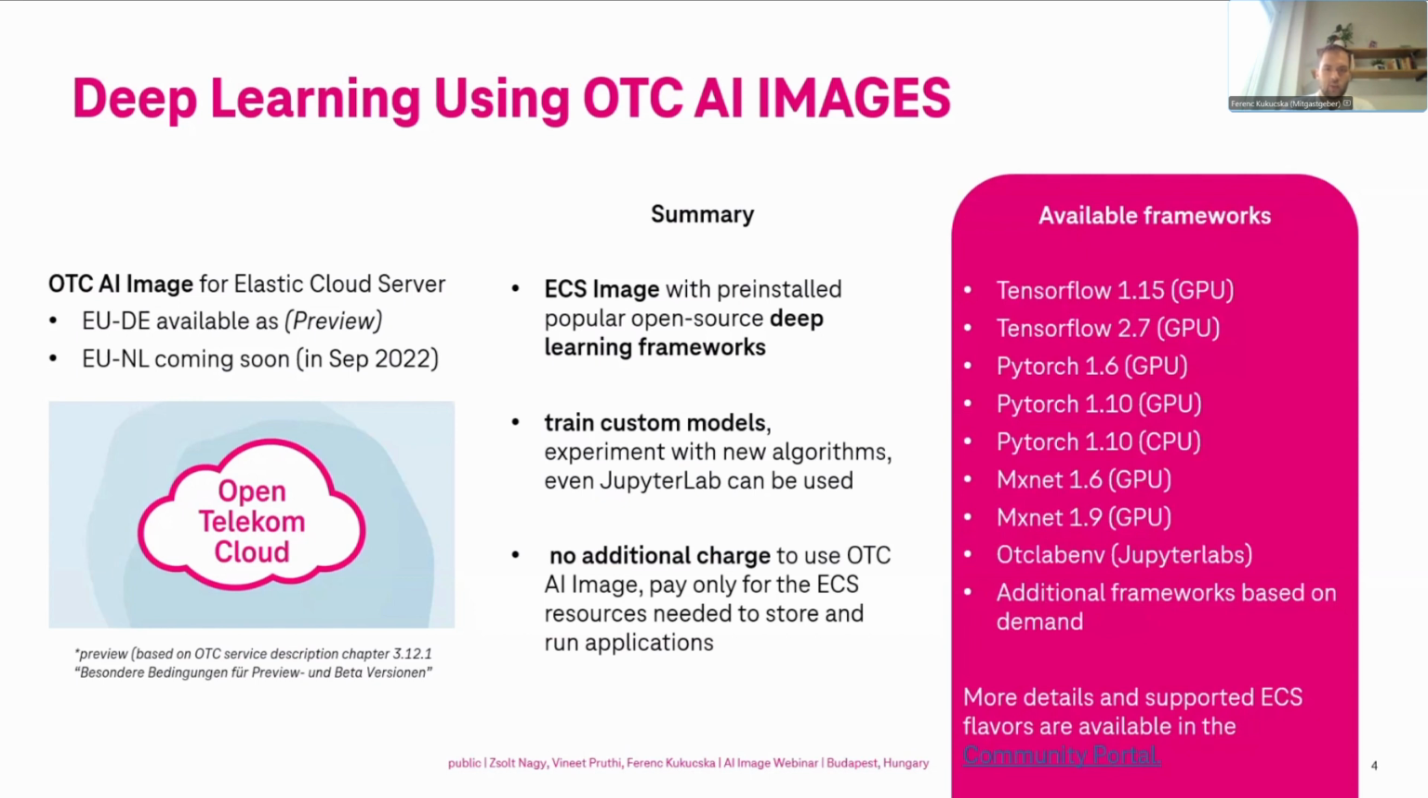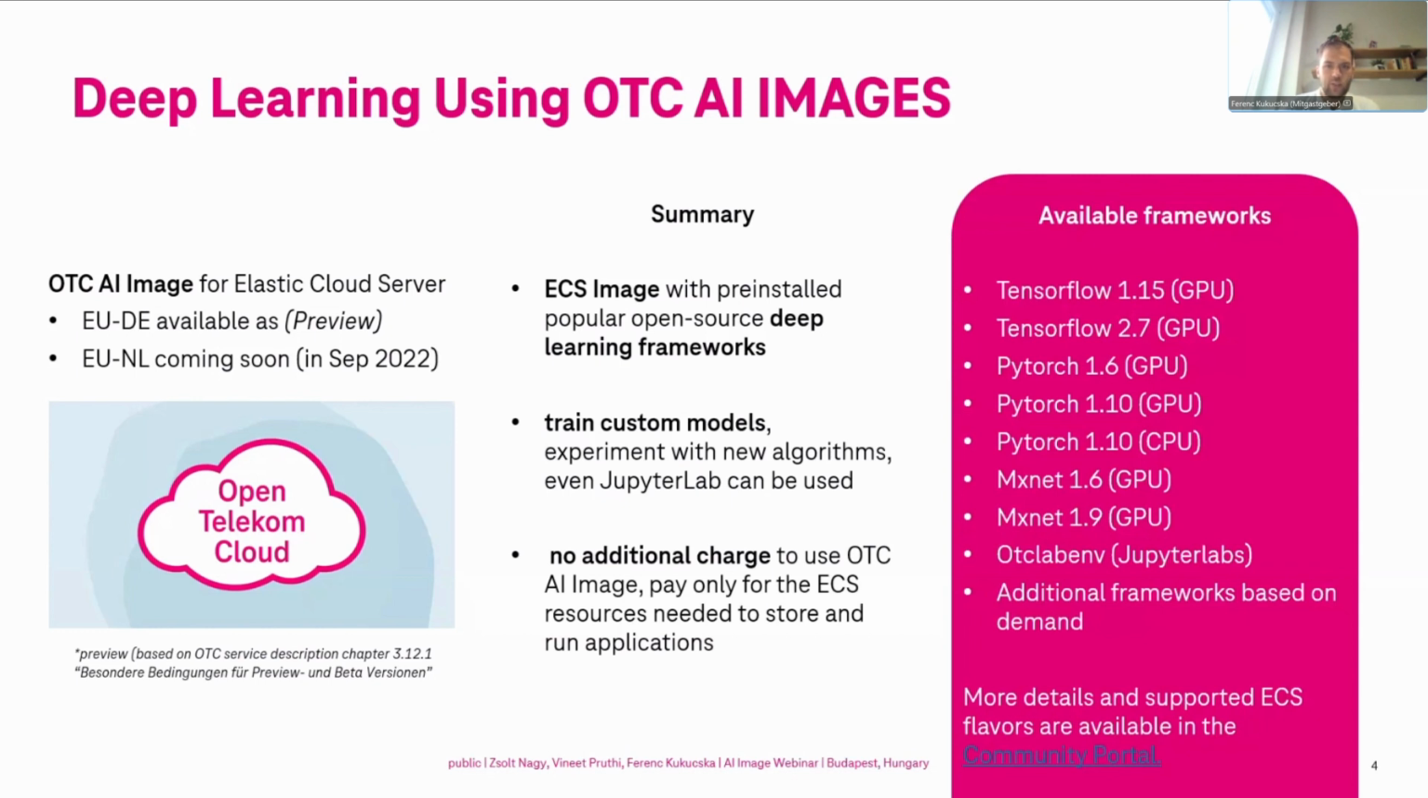For those who used any of these packages listed on the right side of this slide, I'm sure they know what I mean. So with my colleagues Zsolt and Vinit, we created an ECS, an Elastic Cloud Service image with Ubuntu operating system. ECS is the same as EC2 in AWS. It's basically just a virtual machine, a virtual server. On this virtual machine, you will see that you just create one and immediately we can train models and experiment with new algorithms. Even JupyterLab can be used with all the well-known open source deep learning frameworks: PyTorch, TensorFlow, MXNet, Chainer, Horovod, and so on.